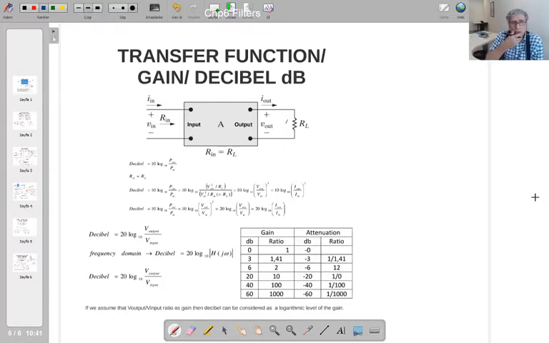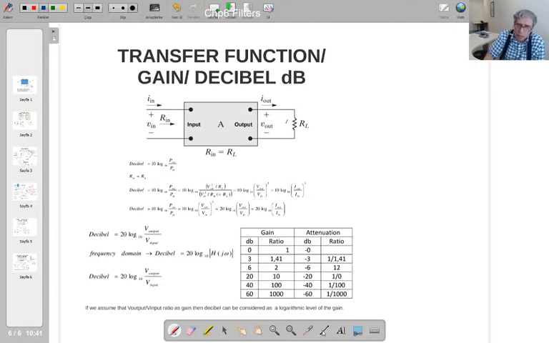We will be defining the term decibel in here. This term is widely used in electronics, especially in communication systems. Why do we need that? Let me explain it.